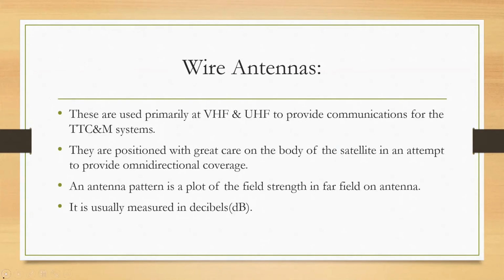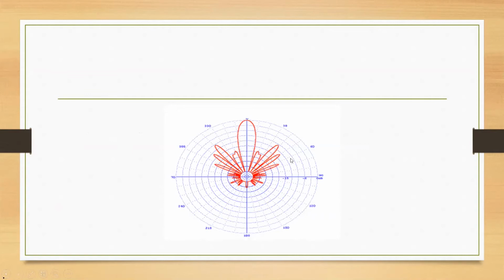Now the wire antennas, they are primarily for very high frequencies and ultra high frequencies, and they are positioned with great care on the body of an antenna to provide it an omnidirectional coverage. That is very important, and their major use is during the launching of the satellite, because at that time you need to still communicate with the earth, but when the spacecraft is moving, you should not lose the communication. So basically they are used for that particular purpose, and this is the radiation pattern.